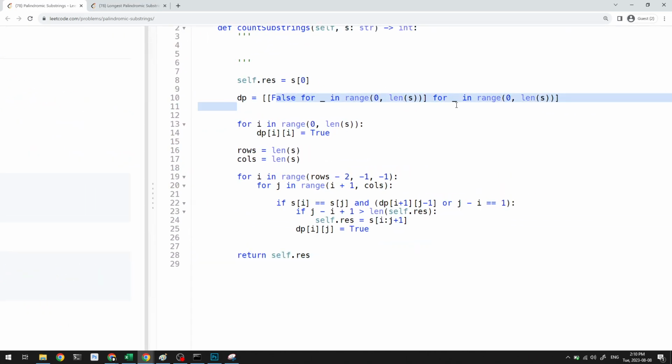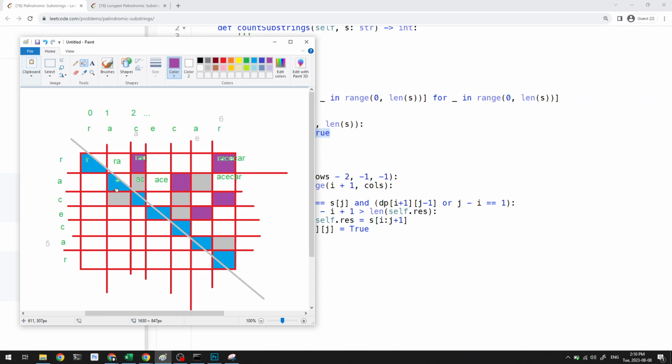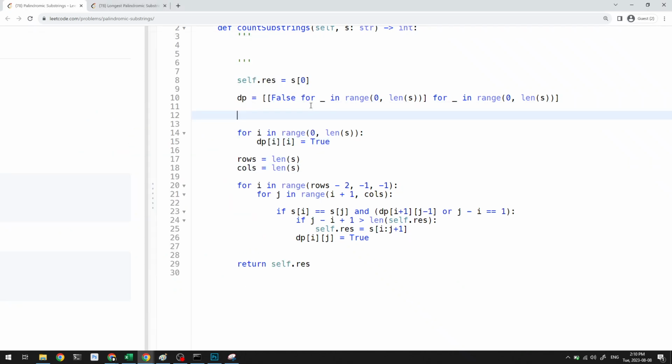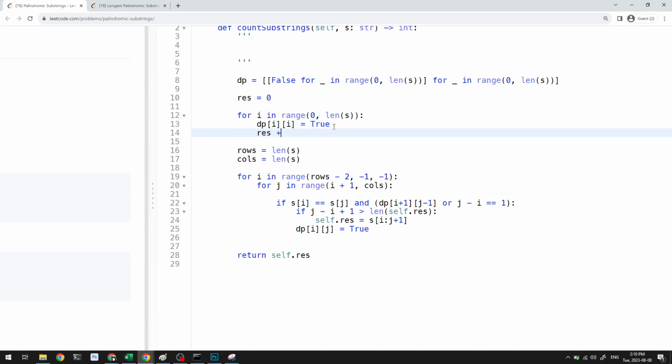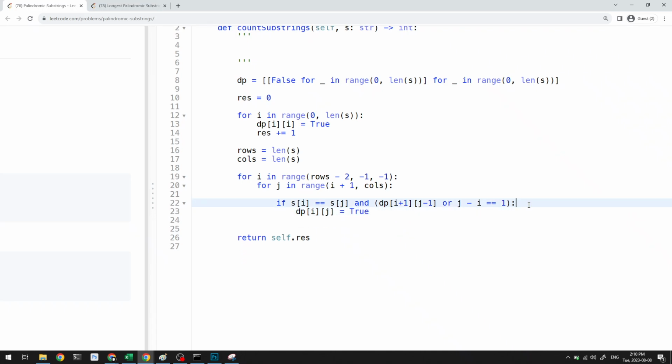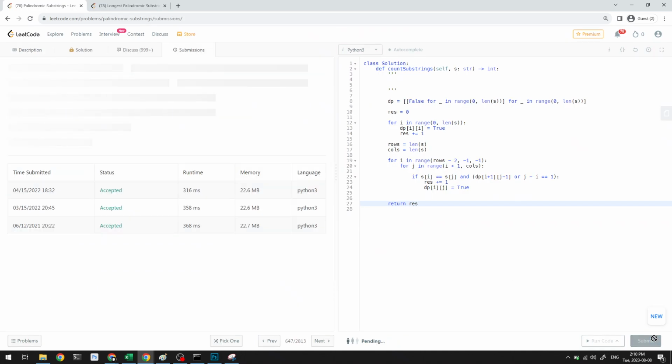So we have our 2D DP array here, and dp at i and i is true because the individual characters are all palindromes. So really I want to keep a count here, which I'll just call res, and I'll remove my old res over here. Every time this happens, we increase our res by 1, because that's a palindromic substring in itself. Then here, we previously checked whether the string we're forming is longer than the longest one. But here we don't care about length, we just care about the total number. So again, we just increase res by 1. And in the very end, we just return res. And so that is the solution.